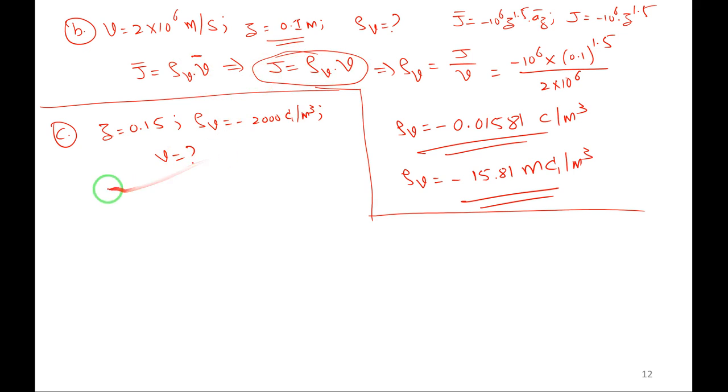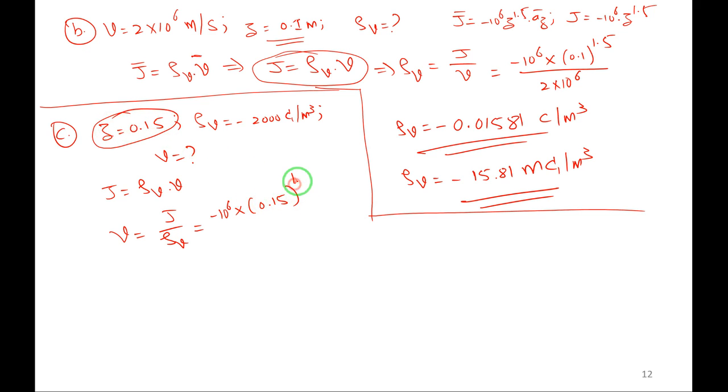Right? So J is equal to rho V into V. So we want V. V is equal to J by rho V. So what is J? The same thing. This one, minus 10 power 6 into Z to the power of 1.5. So J is minus 10 power 6. What is Z here? Z is different here, 0.15. So 0.15 whole to the power of 1.5. Rho V is minus 2000. So minus by minus, it will be plus.